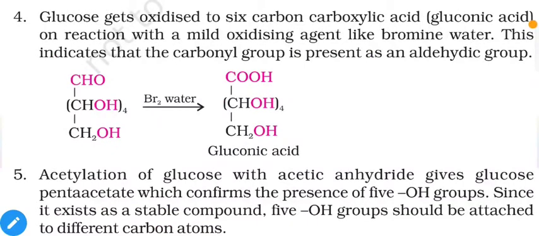Fourth point, glucose gets oxidized to the 6 carbon carboxylic acid, gluconic acid, on reaction with a mild oxidizing agent like bromine water. Now keep in mind, mild oxidizing agents are able to oxidize aldehyde into carboxylic groups. So if an aldehyde is present, then with the help of a mild oxidizing agent you can get a carboxylic acid compound, and the same thing is going on here. So this indicates that the carbonyl group present in the glucose is an aldehyde.